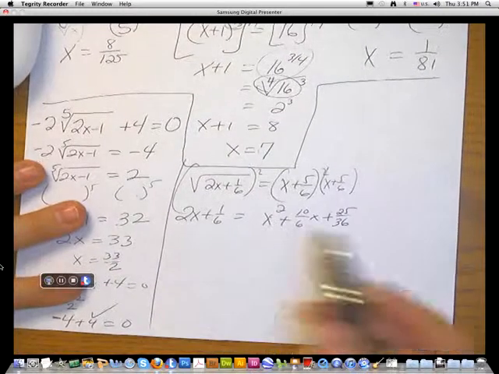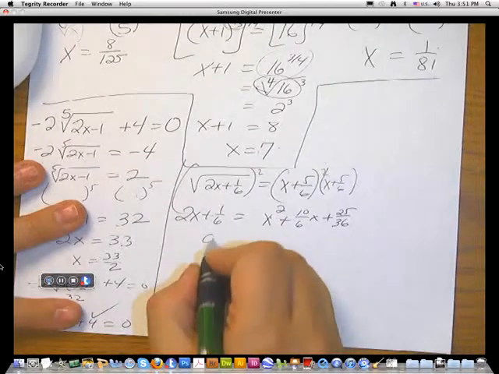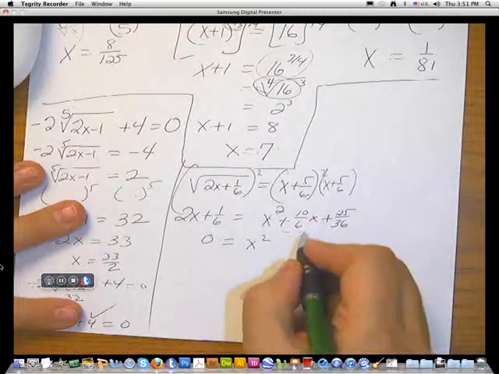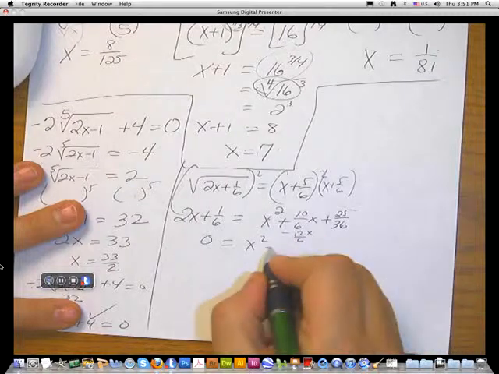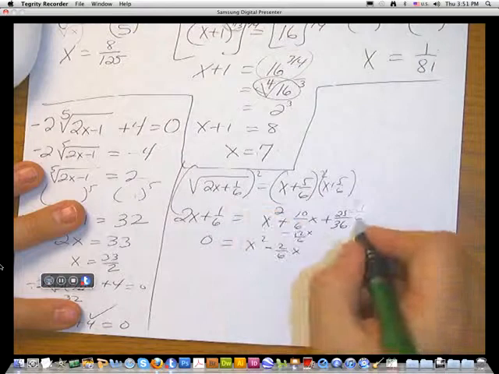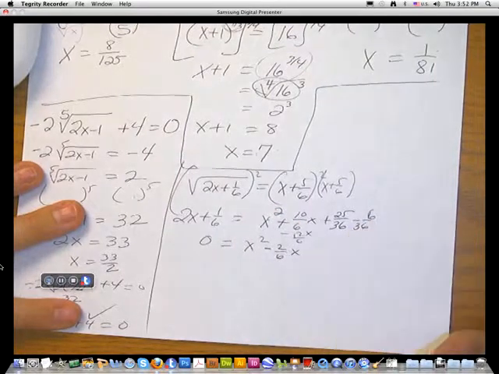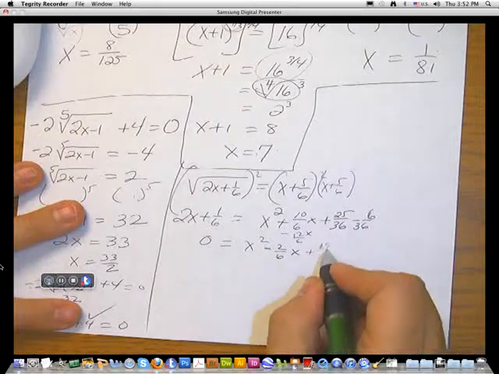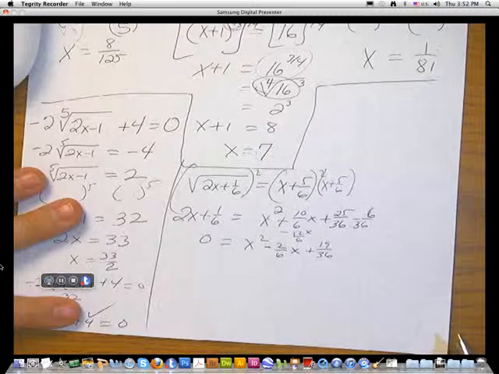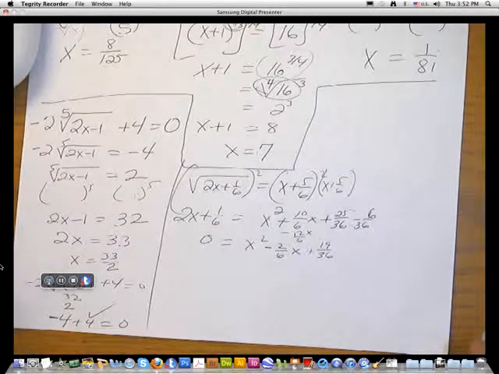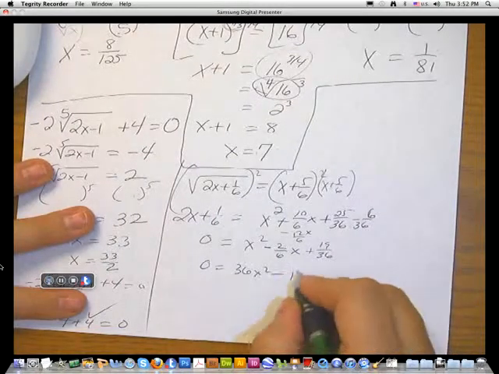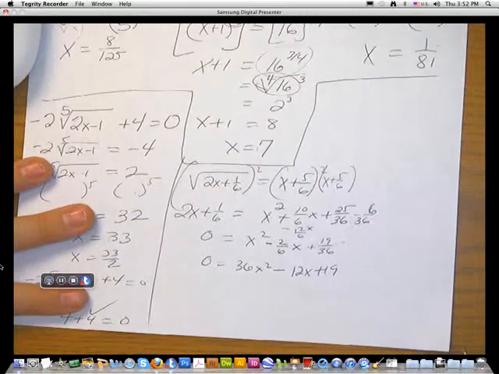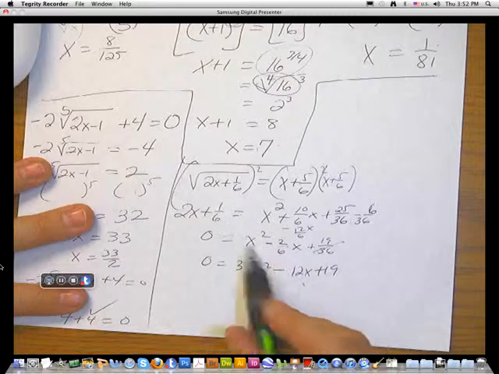Because it's a square, I have to try to set it equal to 0. So I get x squared. When I subtract 2x, well, that's the same as 12/6. So I get negative 2/6 x. And minus 1/6, so that's 6/36, which is 19/36. At this point, I am at quadratic formula, something of that nature. I'd probably multiply everything by 36, so I'm only dealing with whole numbers. 36 goes away, multiply, it becomes a 6, so 12, that becomes a 36.